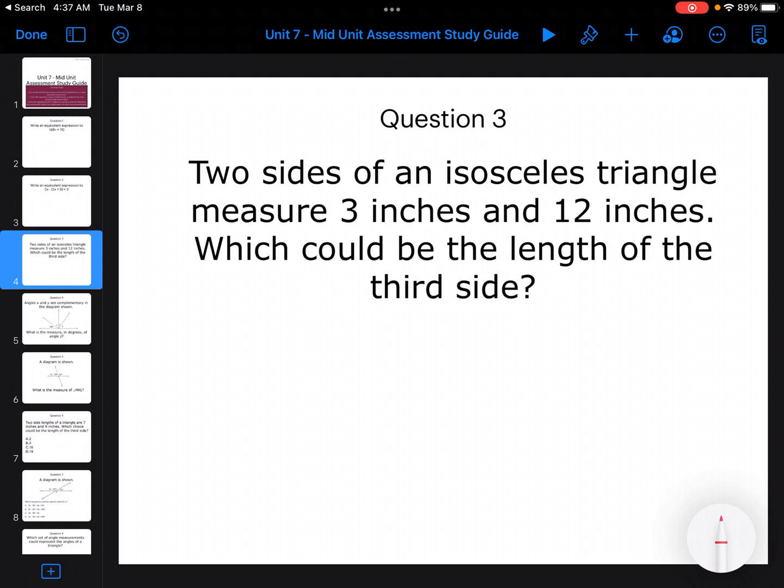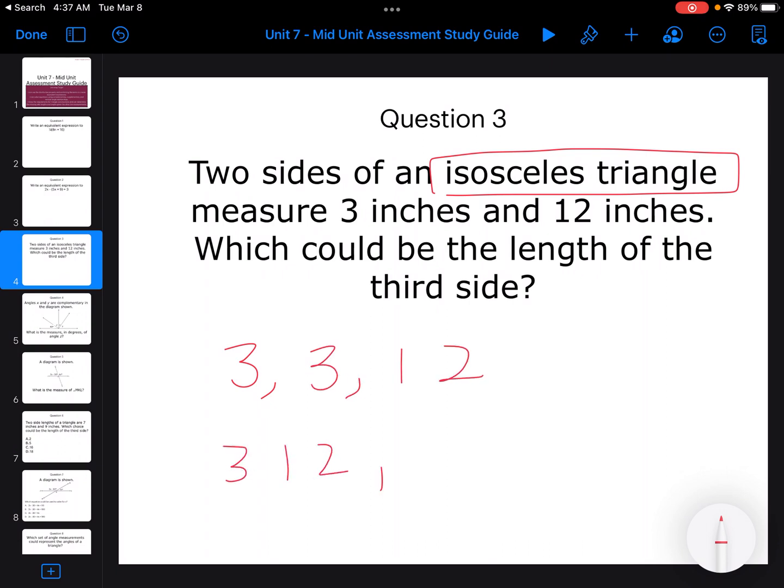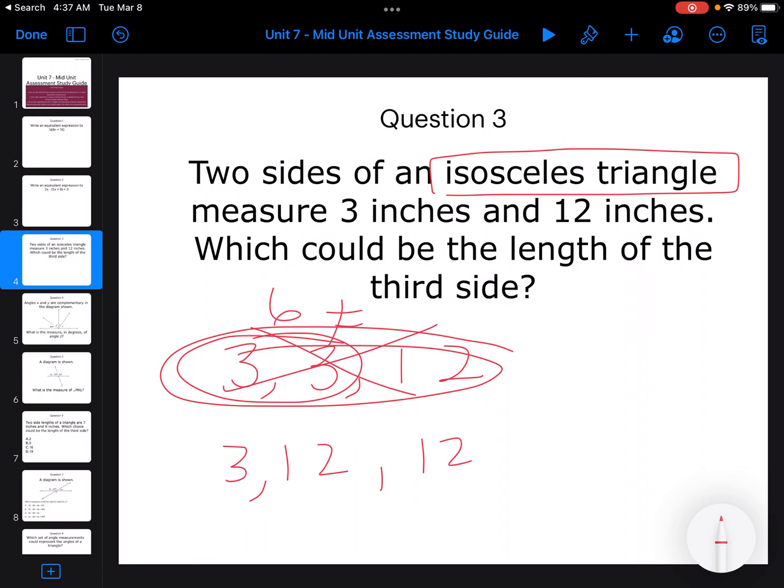Two sides of an isosceles triangle measure 3 inches and 12 inches. Which could be the length of the third side? Isosceles triangles tell me that two sides are the same. So I could do 3, 3, and 12, or I could do 3, 12, and 12. I have to decide which one's right. Well, 3 plus 3 is 6. 6 is not greater than 12, so it can't be this one. 3 plus 12 is 15. 15 is greater than 12, so it's got to be this one. So 12 would be the other side length.